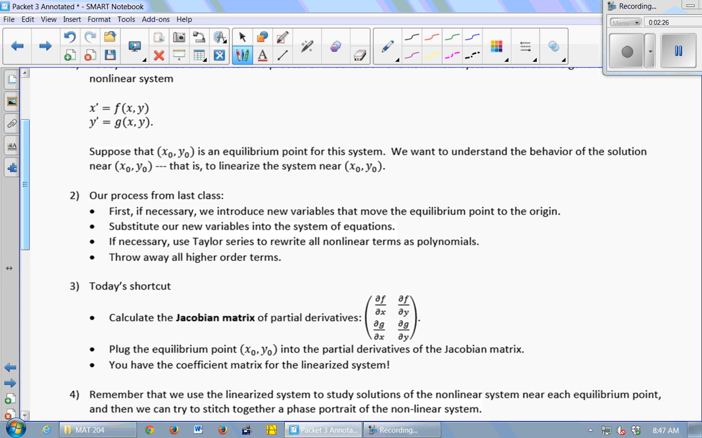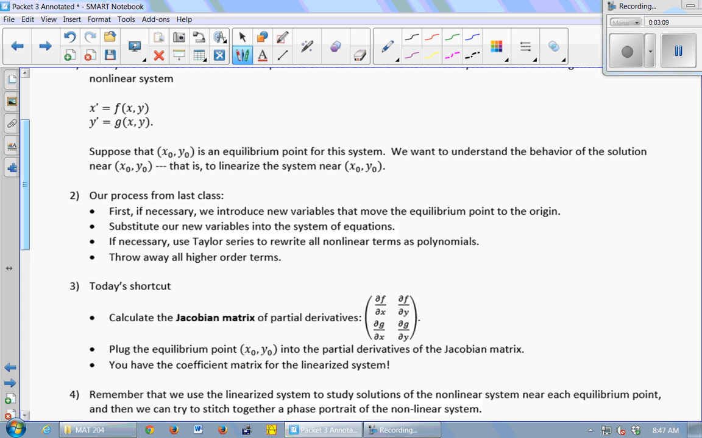So the process we learned from last class is first, we might need to introduce new variables to shift the whole system so that the equilibrium point's at the origin. And the purpose of doing that is that you can throw away all higher order terms if your equilibrium point is the origin, because when you're really close to 0, a higher order term like x squared, y squared, xy, those things are taking really small things and multiplying them together, and they get even smaller. So you can throw them away if your equilibrium point is the origin. So the first step was to move everything to the origin.